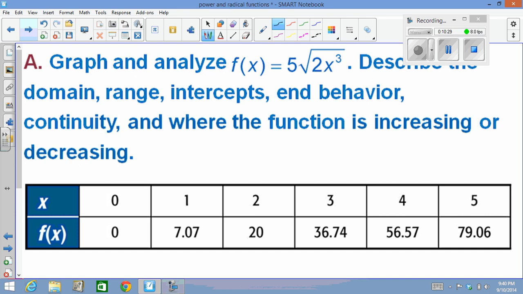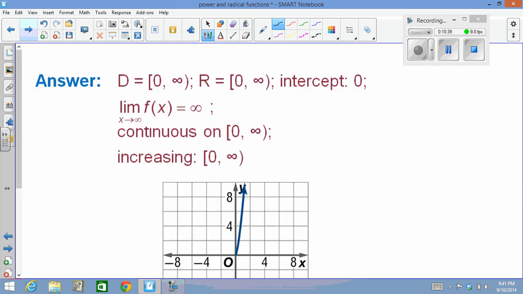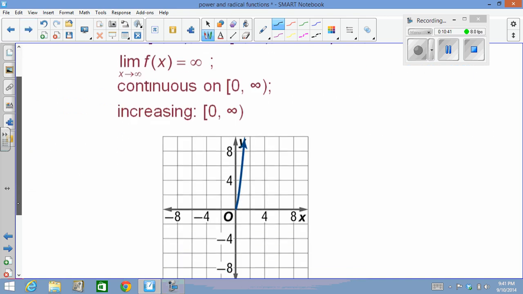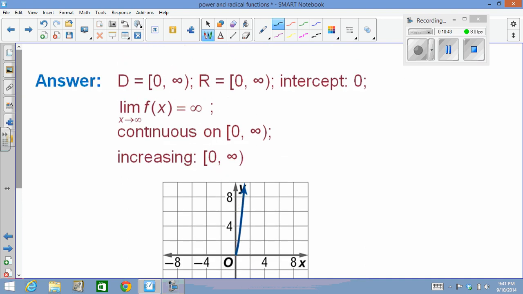And since I have an x to the third, if I took a negative number and raised it to the third power, it would be negative. So I can't have those. So that sort of changes what our graph is going to look like. So here's our graph. It's kind of small, sort of pushed in there. Notice how my scale is a little bit different.